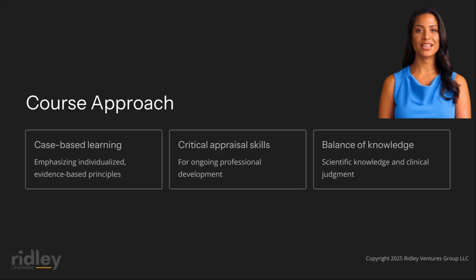Throughout this course, you will engage with primary literature from peer-reviewed sources, apply evidence to clinical scenarios, and develop the critical appraisal skills necessary for ongoing professional development in this rapidly evolving field. Our case-based approach emphasizes the individualization of evidence-based principles to patient-specific characteristics, preferences, and circumstances, reflecting the reality that optimal stroke rehabilitation requires both scientific knowledge and skilled clinical judgment. Upon completion, you will be prepared to implement current best practices while critically evaluating emerging evidence that will continue to advance stroke rehabilitation science.